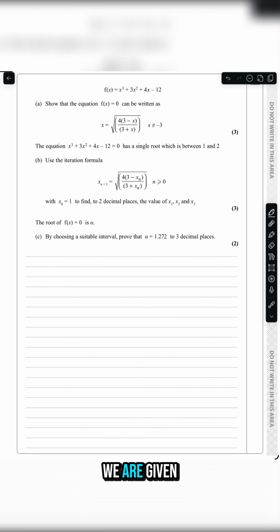In this question, we are given a function of x, and we are told to show that the equation f of x equals 0 can be written as x equals the square root of 4 multiplied by 3 minus x, divided by 3 plus x, where x does not equal minus 3. So the first thing we need to do is set our function equal to 0.